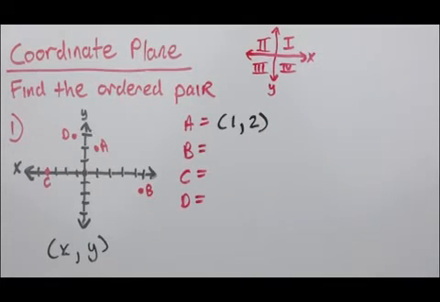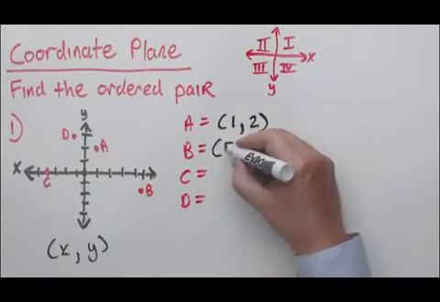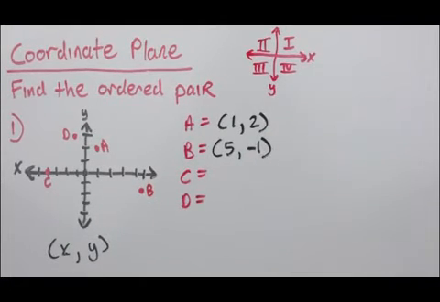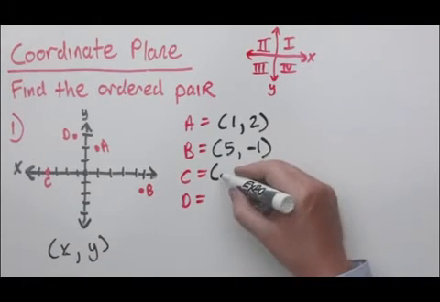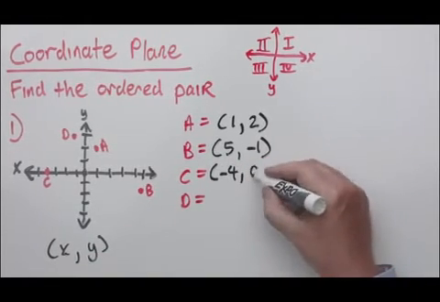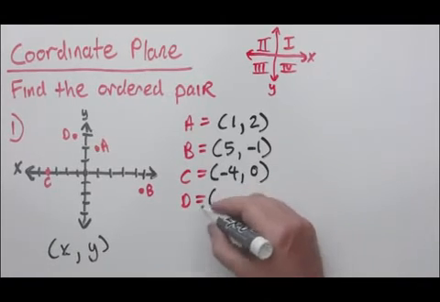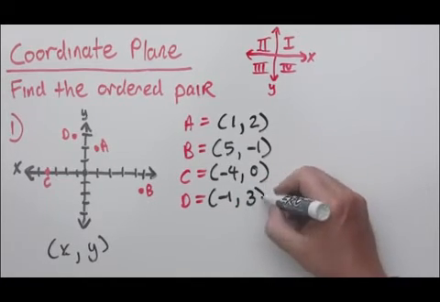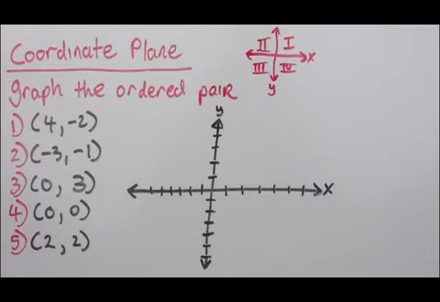And B, let's look at B. B is, see, 1, 2, 3, 4, 5 over, so the x is 5, and it goes down 1, so that's negative 1. Great, let's look at C. C goes back 4, and it doesn't move anywhere in the y, so it's 0. D, let's see, it goes back 1, negative 1, and it goes up 3. Great.